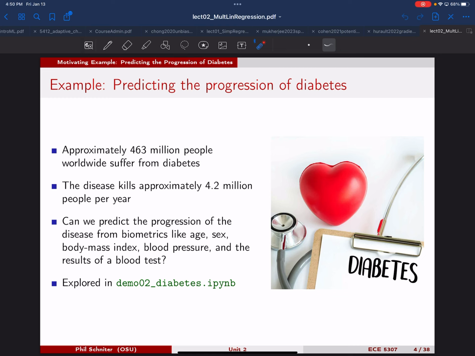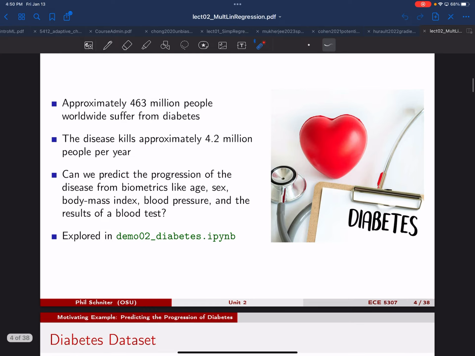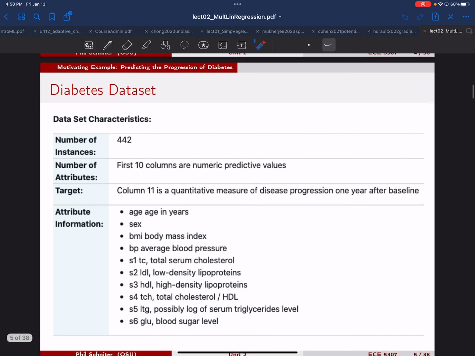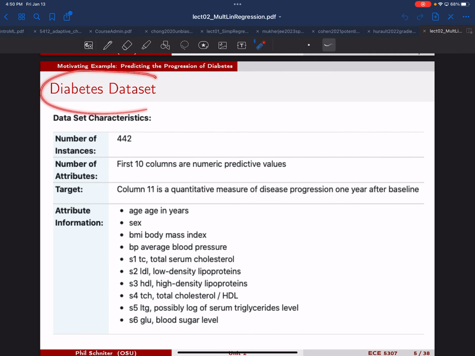For example, you might wonder, can you predict the progression of the disease from biometrics like age, sex, body mass index, blood pressure, and various other things that you can get from a blood test? That's sort of an important question, right? And that's exactly what we're going to try to do. So we're going to use this famous diabetes data set.